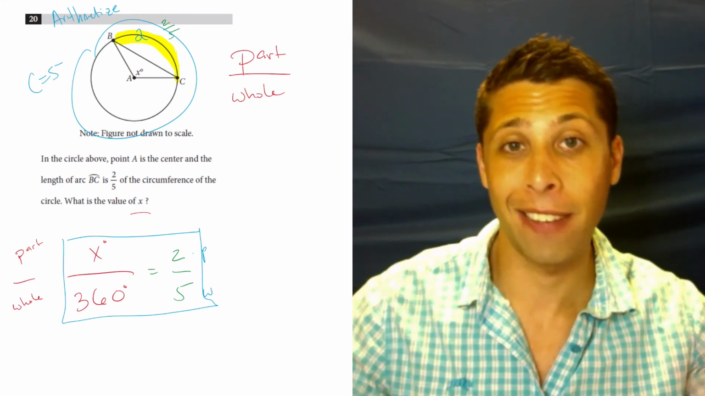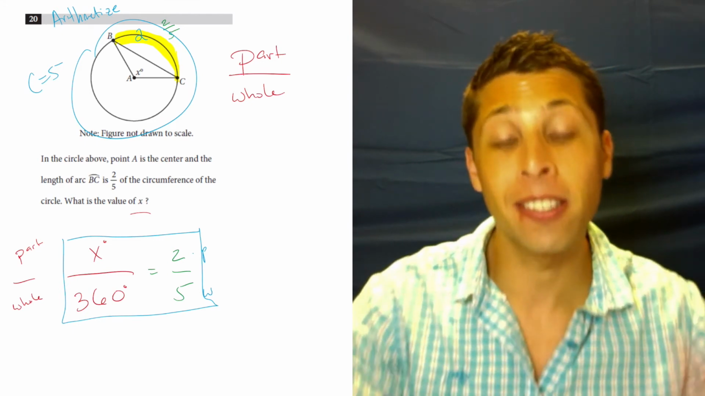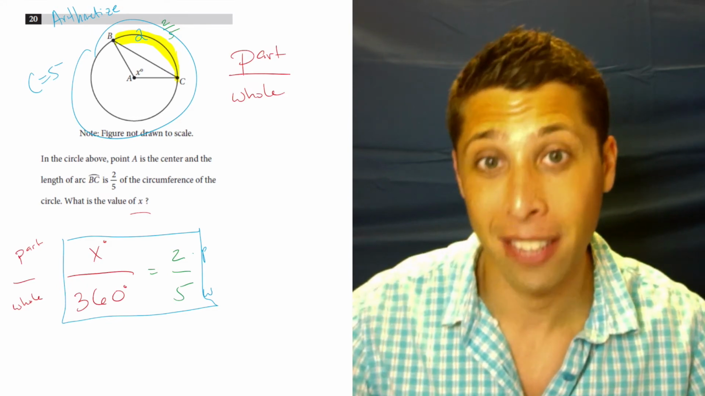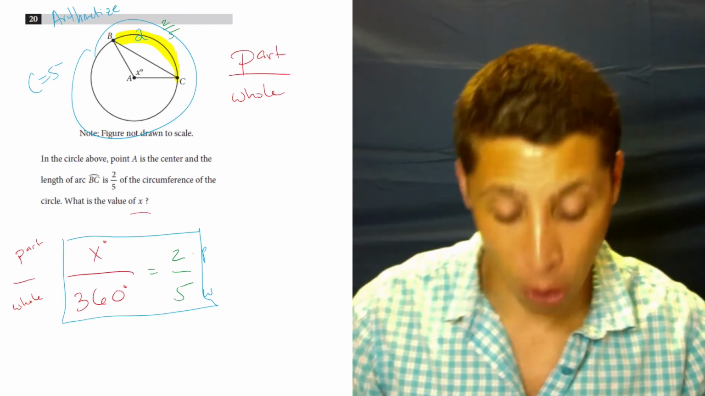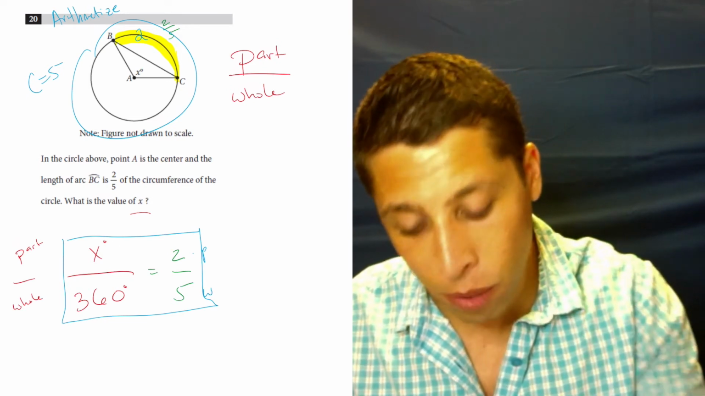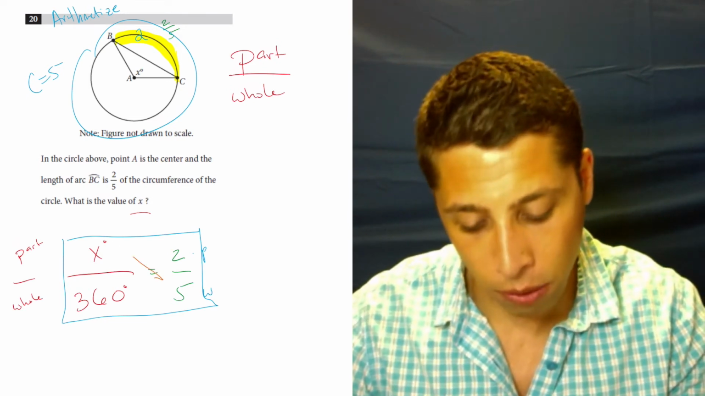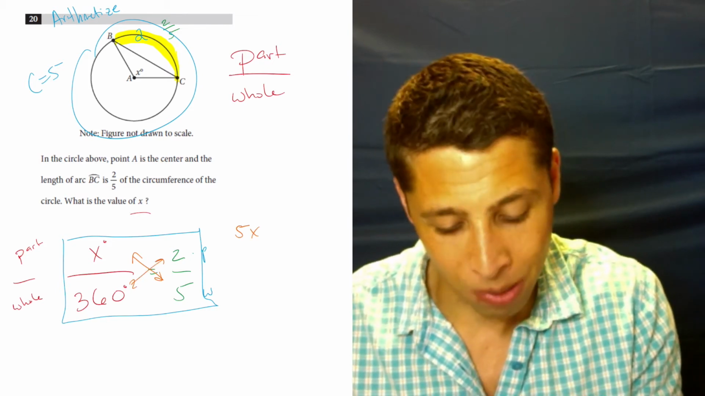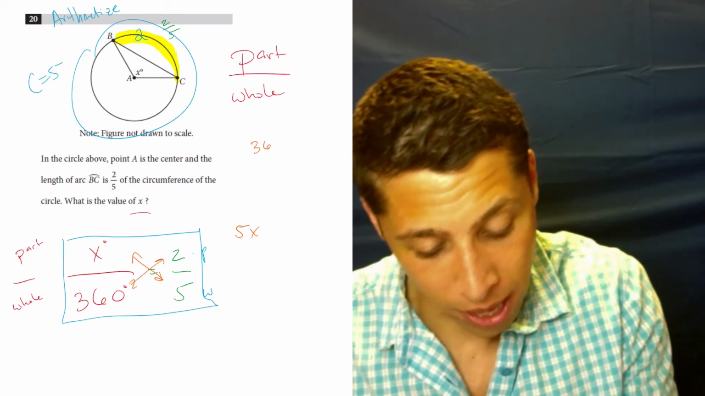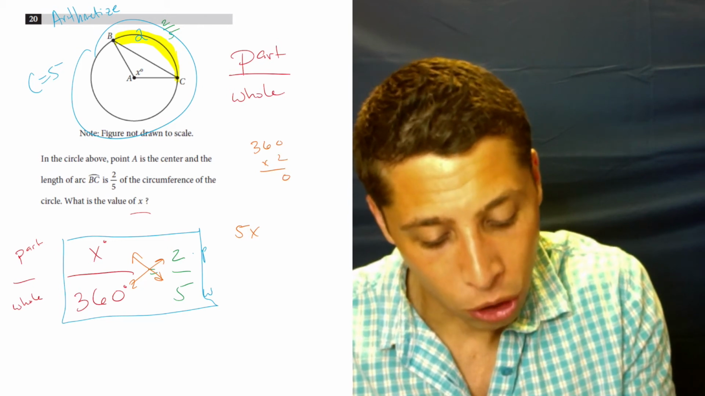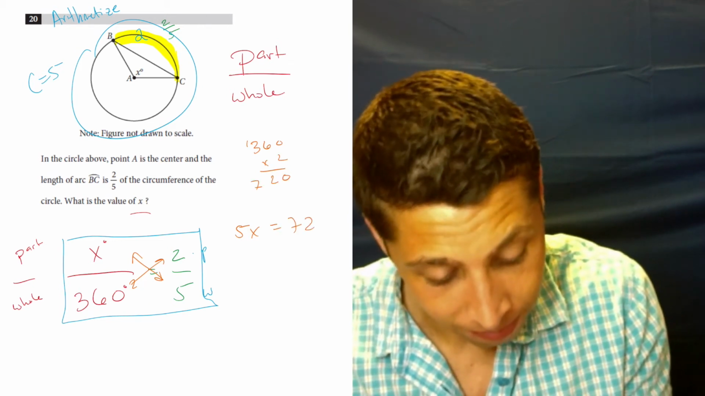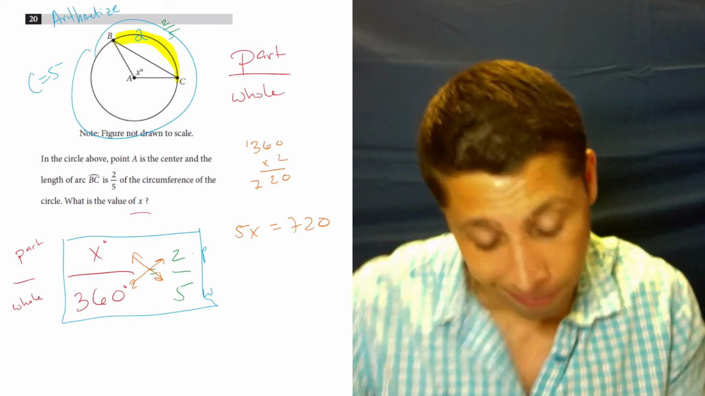Questions that have circles chopped into pieces are almost always going to involve a fraction that looks kind of like this. So get used to it. Part over whole fractions. And then what we do is we just cross multiply to solve. So right, x times 5 is 5x. 2 times 360. Maybe we have to do that on the side, but we should get that it is 720. And then we've got to divide by 5.